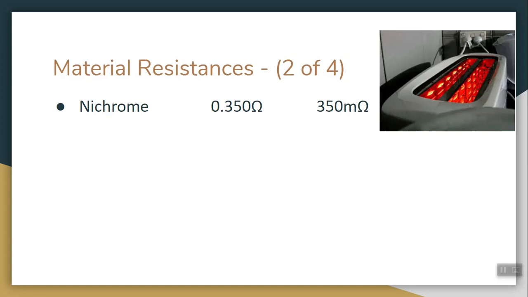Okay, next we have nichrome. This is what you see in your toaster when you use it and it glows. So this is around 350 milliohms. It needs to have some resistance in order to heat up the way it does.